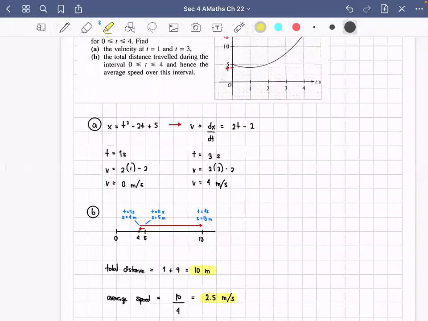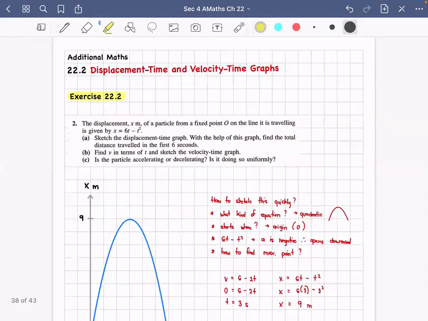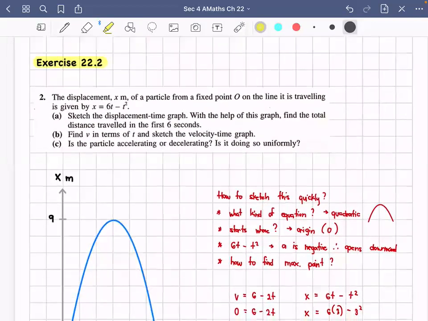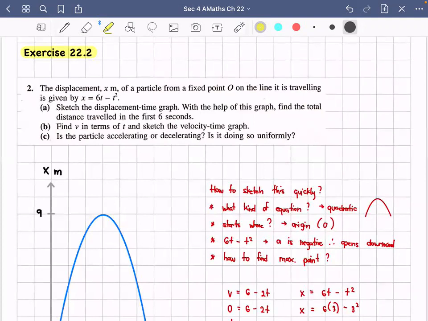So let's go to number 2. Okay, so this one again is unique from the first question. This one has a sketching question. So number 2, the displacement x meters of a particle from a fixed point O on the line is given by x is equal to 6t minus t squared.